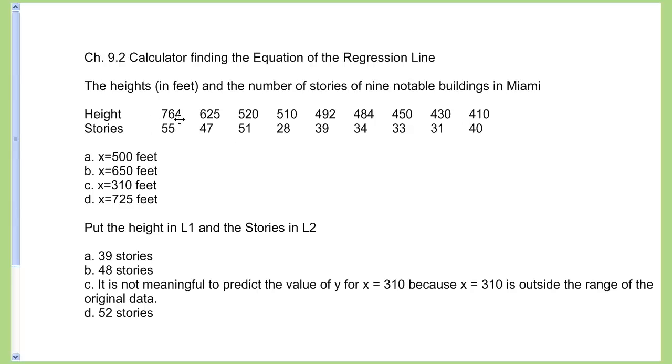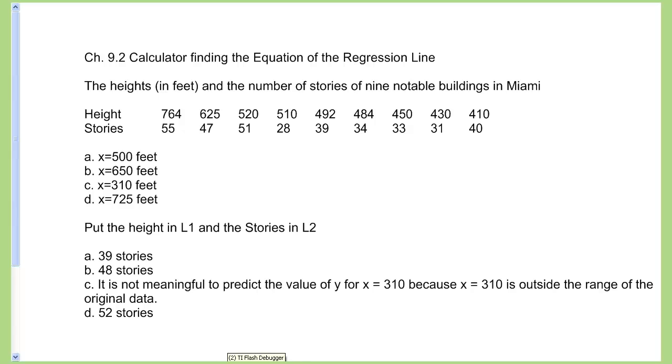So you're going to put the heights in L1, you're going to put the stories in L2, and we're going to answer these questions. We're going to find out when X is 500, what is Y going to be, and we're going to answer each one of these. Well, I'm going to go ahead and tell you that C is going to be one where the prediction is not going to be meaningful because there's no data that has like 300 feet, so it's outside of the range of the original data, so you don't want to even predict that one. You want to leave that one out.